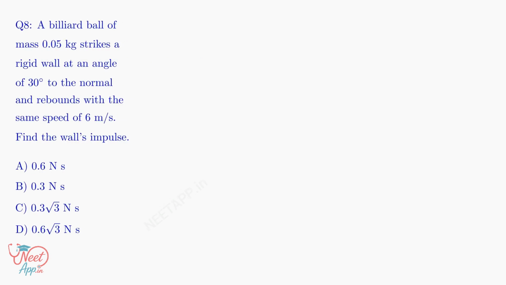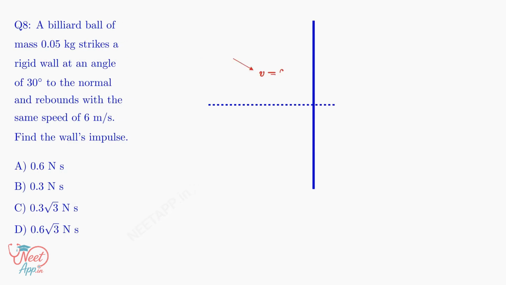Question 8. A classic 2D impulse problem. A 0.05 kg billiard ball strikes a wall at an angle of 30 degrees to the normal and rebounds at the same speed of 6 meters per second. What is the impulse imparted to the wall? Let's animate the bounce. The vertical wall, the incoming ball striking at 30 degrees and rebounding symmetrically. The horizontal velocity reverses, but the vertical velocity stays exactly the same.